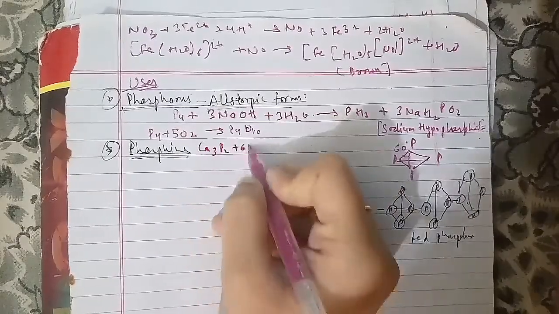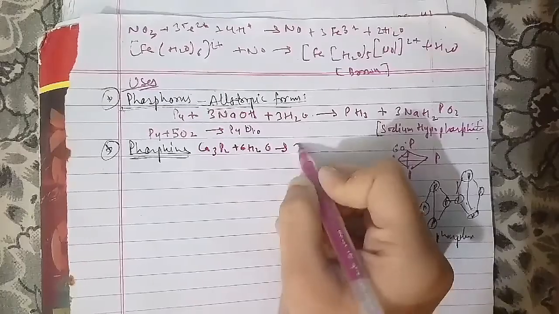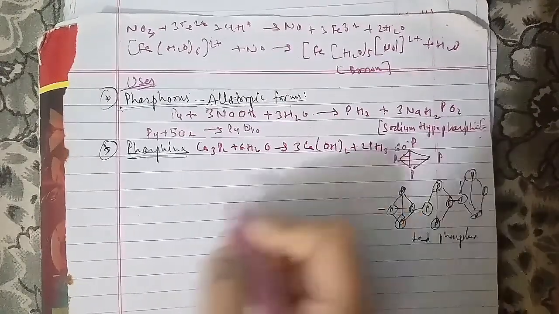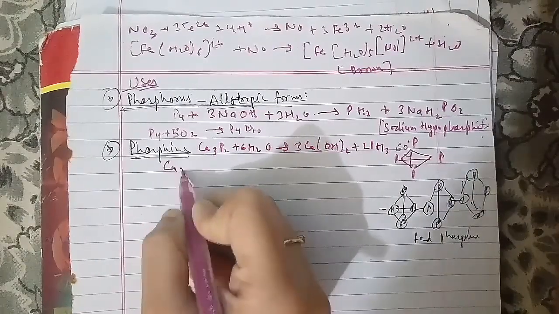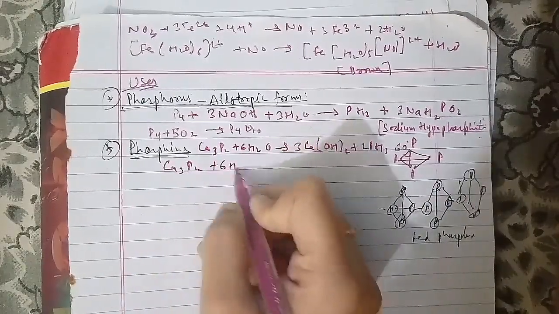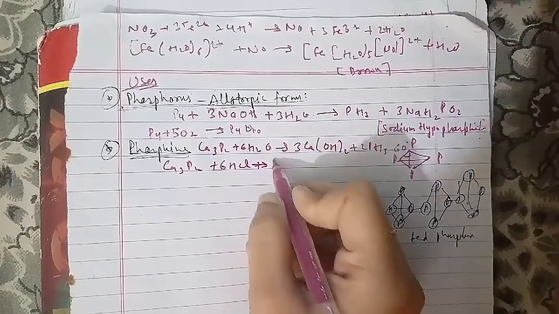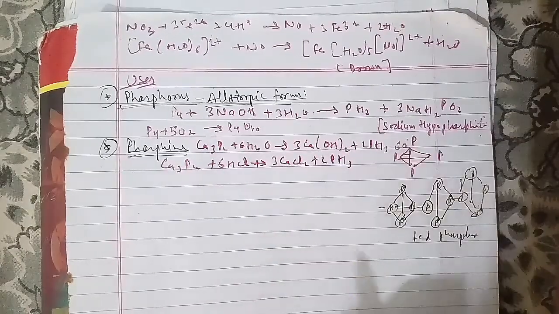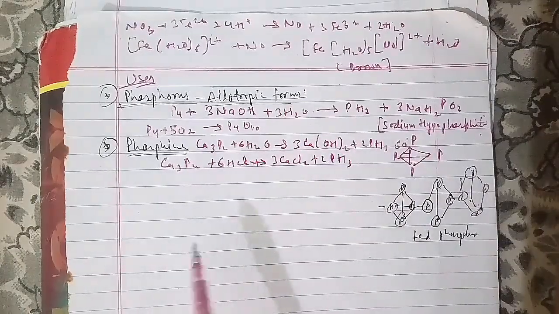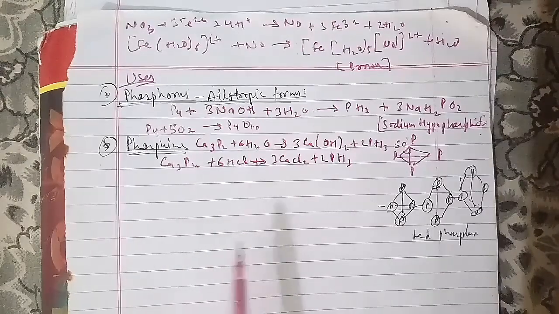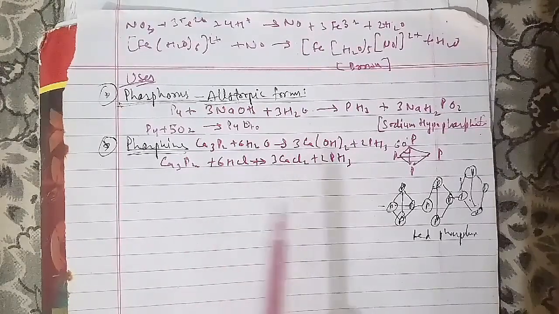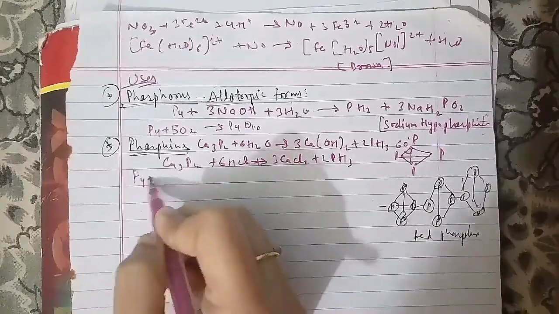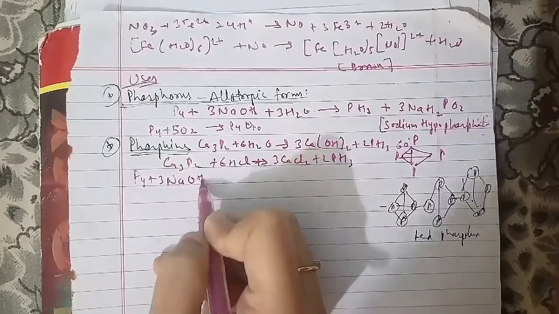For the properties, it is a colorless gas with a rotting fish smell and is highly poisonous, and it explodes in contact with traces of oxidizing agents like HNO3, Cl2, and Br2 vapors as well. It is slightly soluble in water, and the solution of PH3 in water decomposes in the presence of light, giving red phosphorus and H2.